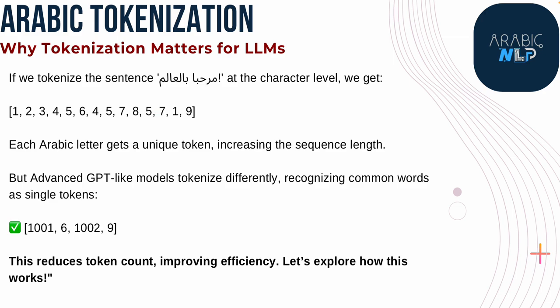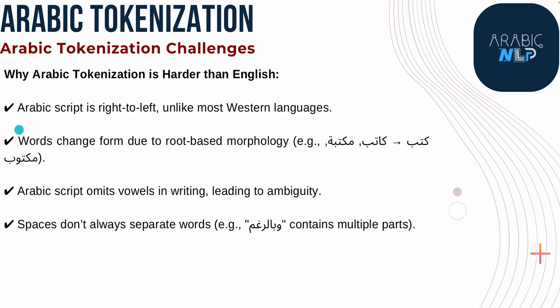Now, with advanced models like GPT-4, the tokenization process is different, and it starts recognizing common words as single tokens. So instead of representing this as a long sequence, we end up with this, which reduces the token count, and this will of course improve efficiency. So let's explore how this works.